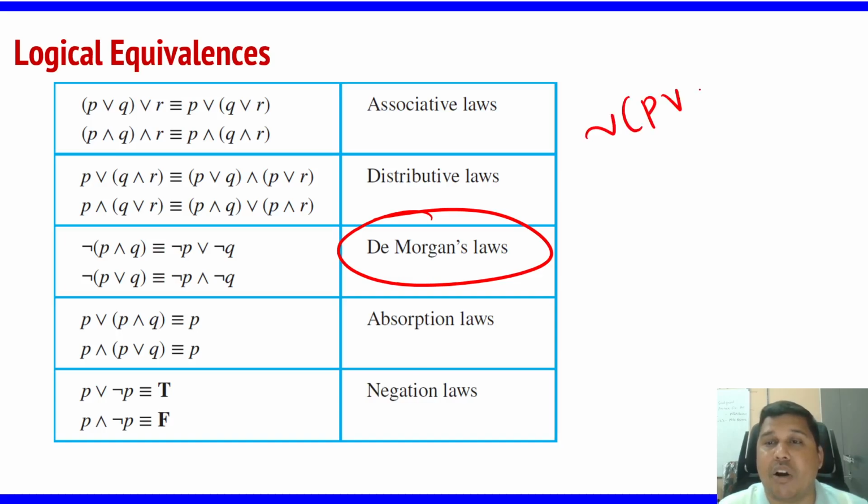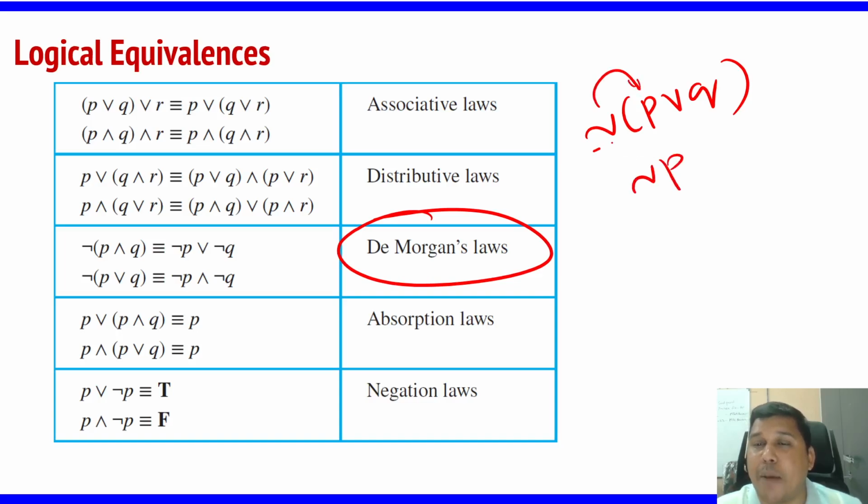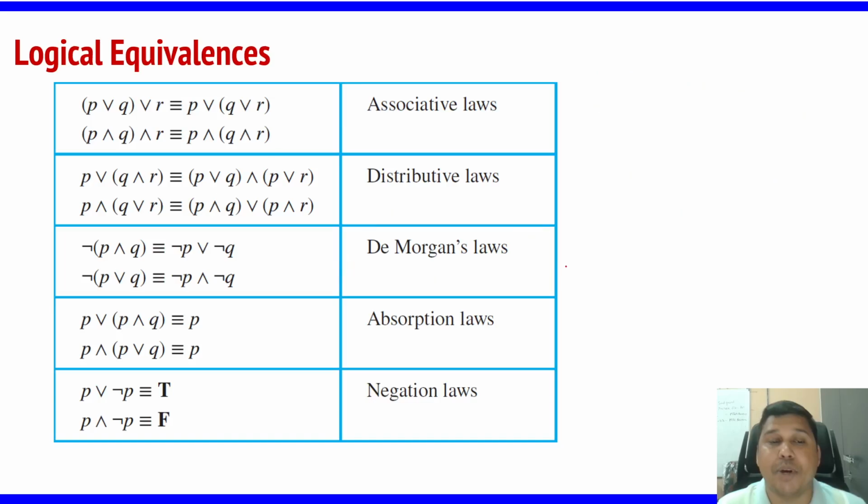Negation of (P or Q): apply negation to P, it becomes negation P. Apply negation to the OR, it becomes AND. Apply negation to Q, it becomes minus Q. De Morgan's law is simple. Then we have absorption and negation laws. We will see these things, as we use them in problem solving.